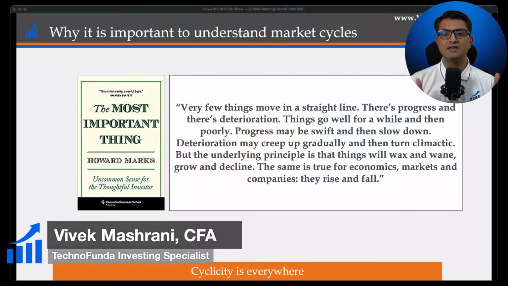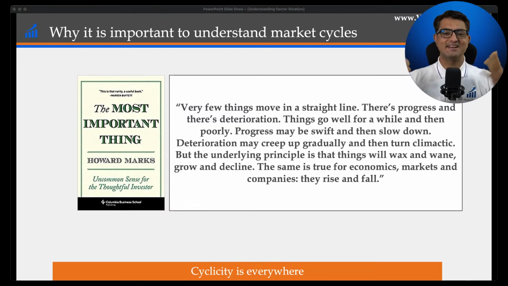He says very few things move in a straight line. There is progress and there is deterioration. Things go well for a while. You might have good days for a while, and then it can go poorly, right? And that happens in our life also, right? Sometimes we are in the mood, we'll go to the gym and all that, and then something happens and we are not doing anything. In the same way, we get a lot of motivation and then later the motivation goes down. Even in this video, it might happen.